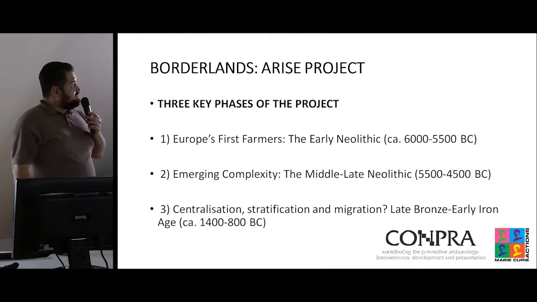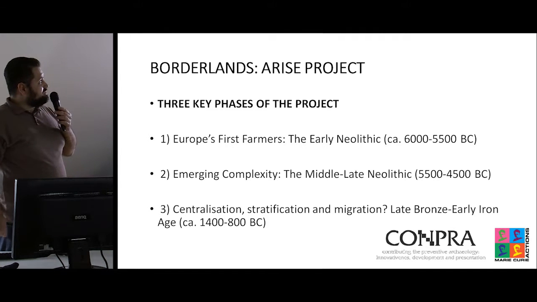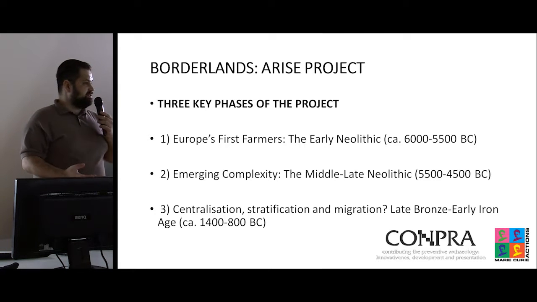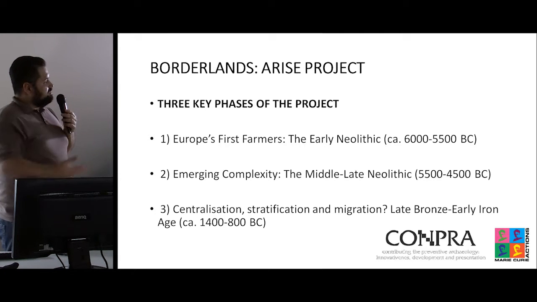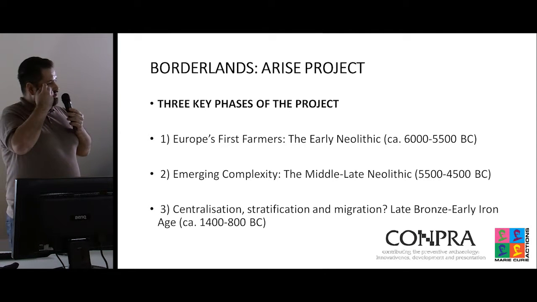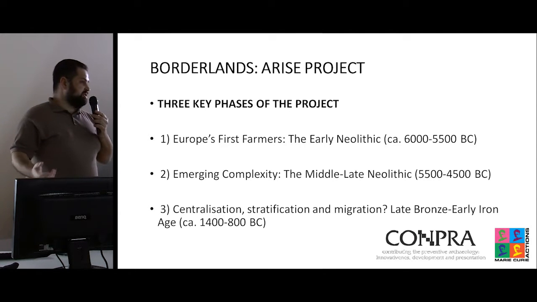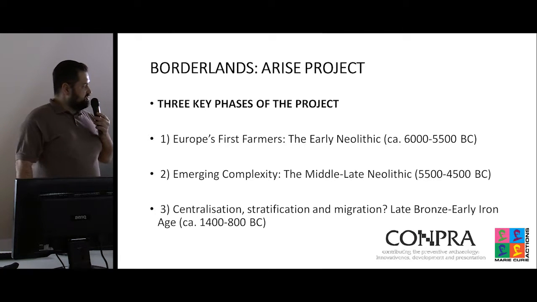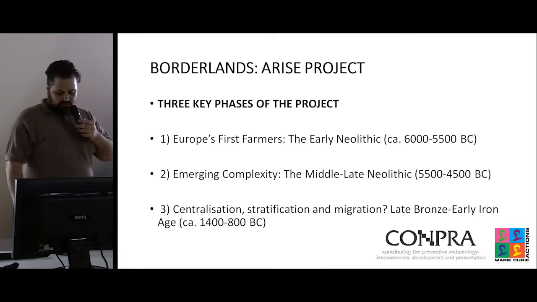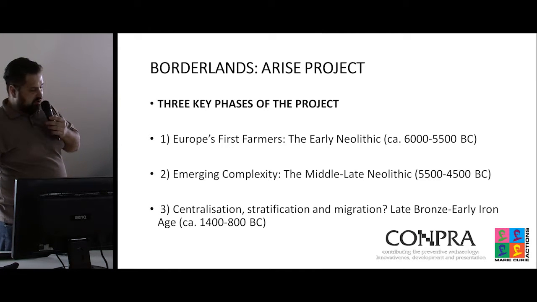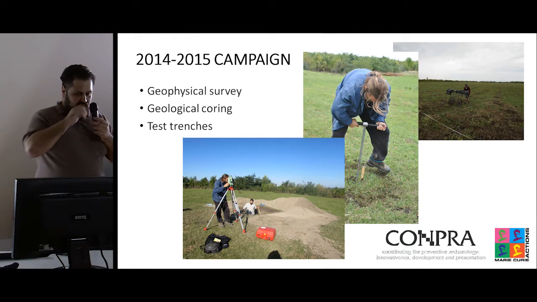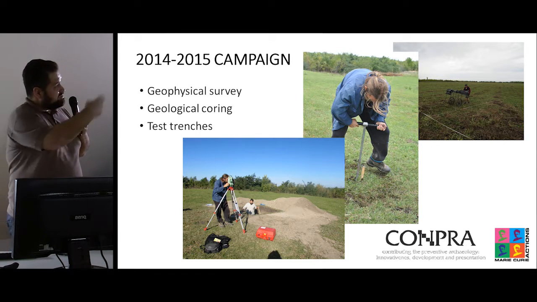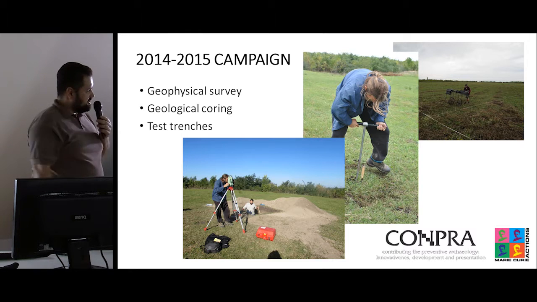In 2014, we started our project called the Borderlands, with 3 key phases. We are dealing with Europe's first farmers, the early Neolithic phase, which is at the bottom of the tell, the emerging complexity of the middle late Neolithic, which is the Vinča culture, Tisa culture settlement with intermixed material, and the Iron Age centralization, stratification, and migration, which is done by a separate colleague from Dublin, Dr. Bali Malloy.